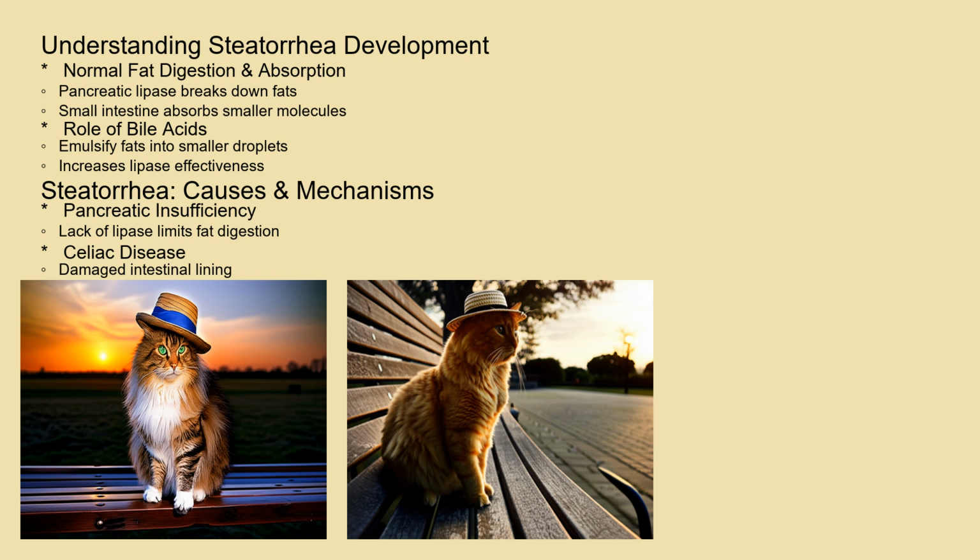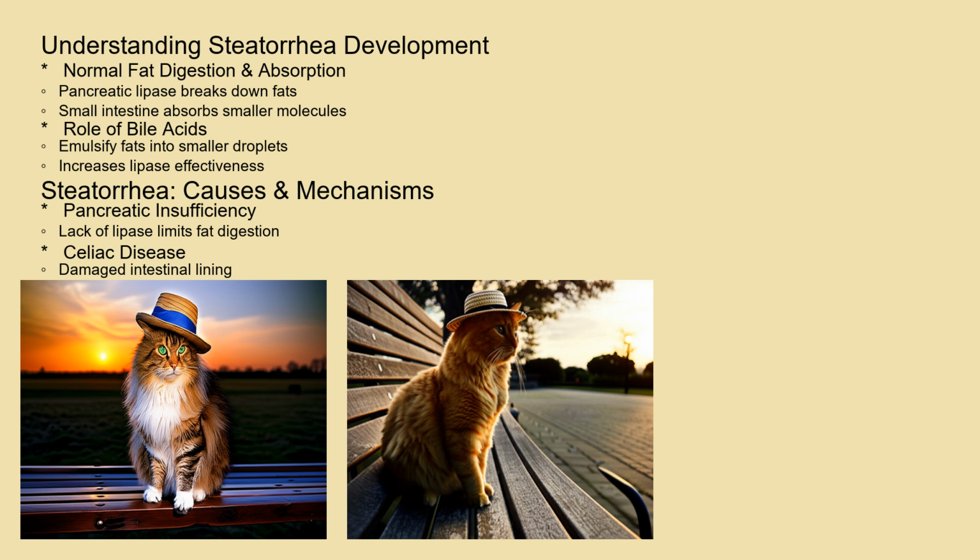Now let's get into the nitty-gritty of how steatorrhea develops. Normally, fats are broken down by pancreatic enzymes, primarily lipase, into smaller molecules that can be absorbed in the small intestine. Bile acids play a crucial role by emulsifying the fats, creating smaller droplets that lipase can work on effectively.